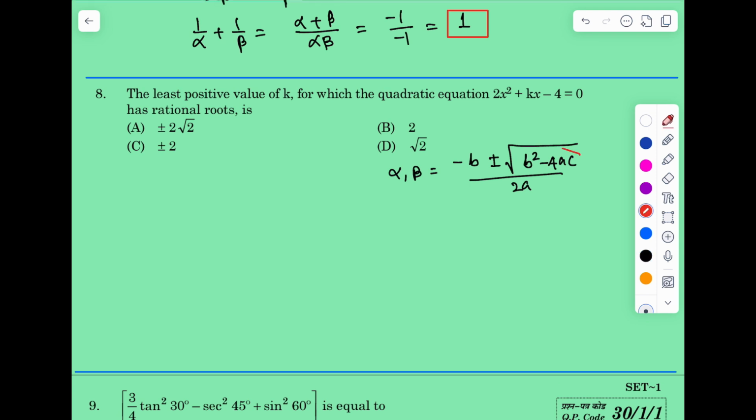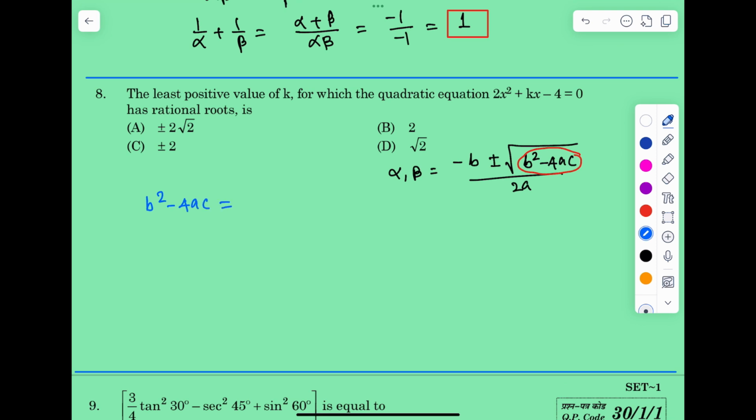It will be rational if b square minus 4ac is a perfect square. If it is not a perfect square, then it will be an irrational number. It will be real, no doubt, but irrational. If b square minus 4ac is greater than 0 and not a perfect square, the roots will be irrational. If it is greater than 0 and a perfect square, then they will be rational. That means we have to check b square minus 4ac.